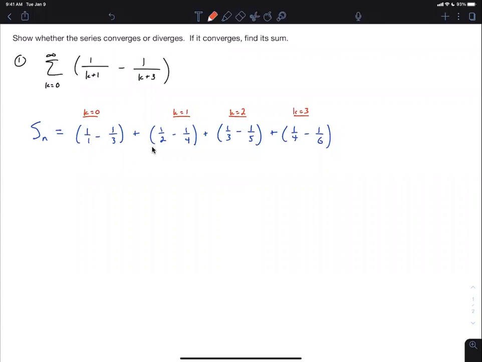What cancels? The 1/3 and the 1/4. Yeah, the 1/3 cancels and the 1/4 cancels. So 1/3 is negative here and is positive here. That cancels. The negative 1/4 cancels with the positive 1/4. So if we keep going, let's see what happens.